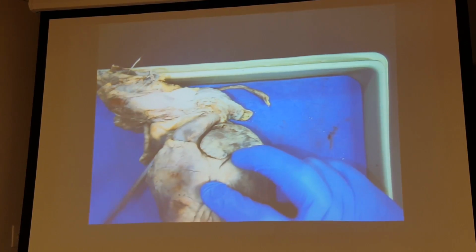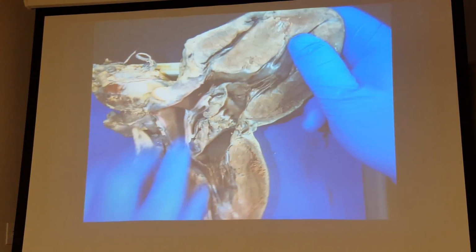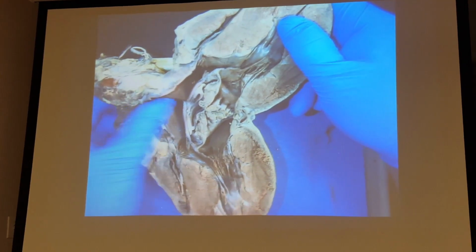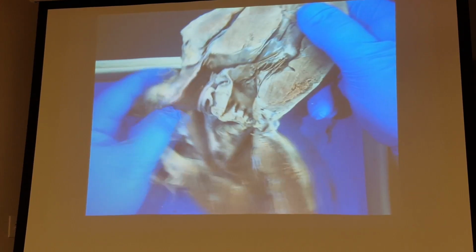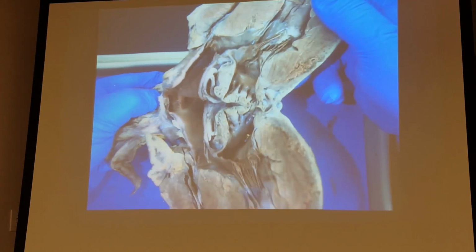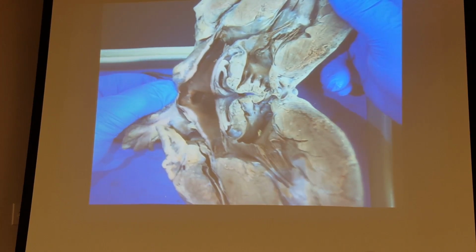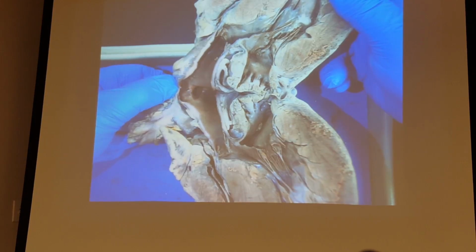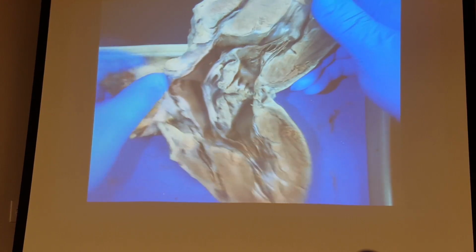Now what I'm doing is looking from the inside. If I look at the inside of the aorta, see the holes? I'm just sticking the probe in those holes. That's how I'm finding the vessels.